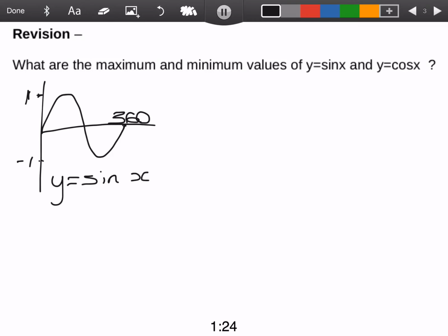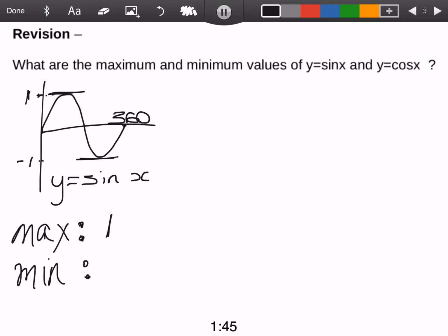If you're ever asked for the maximum value of a sine graph, whenever it says sine x, the maximum value is up here. The maximum value is 1. Okay, the minimum value of this sine graph, the lowest point, is at -1.